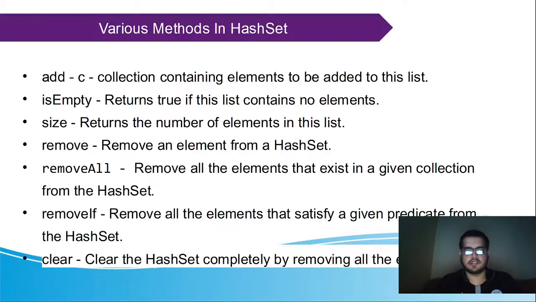Methods available in HashSet. There are various methods available like add, isEmpty, size, remove, removeAll, removeIf, clear. The add method is used to add an element in the HashSet, isEmpty to see if the HashSet is empty or not, size to return the number of elements in the HashSet, remove to remove an element from the HashSet, removeAll is used to remove all the elements that exist in a given collection from the HashSet. removeIf removes the elements that satisfy the given predicate from the HashSet. Clear: if I want to remove all the elements from the HashSet, I use the clear method.